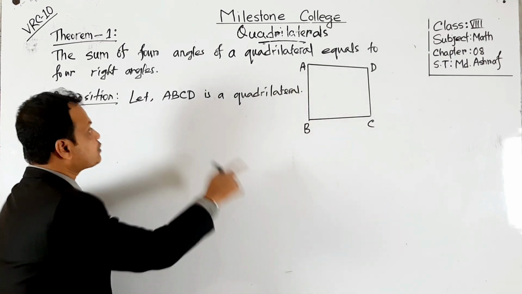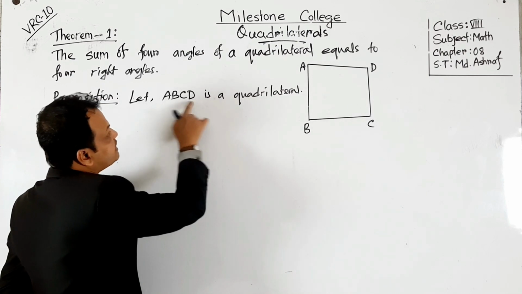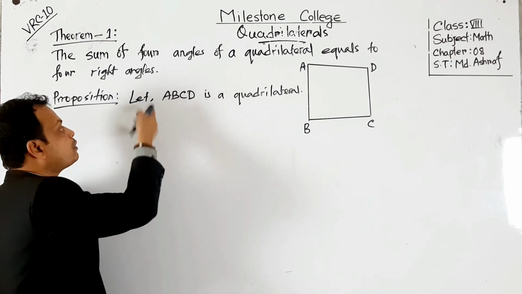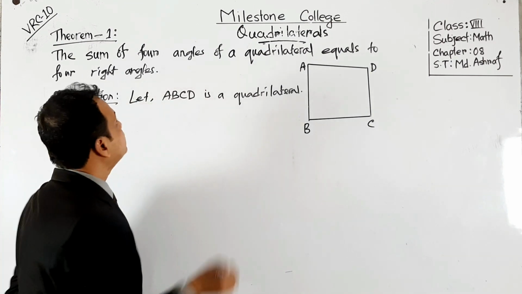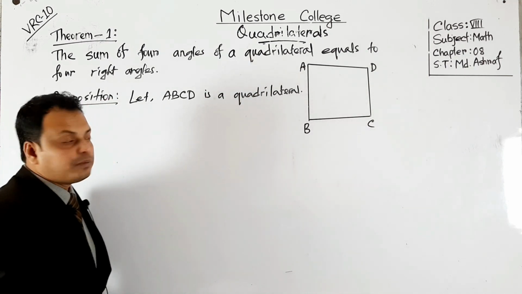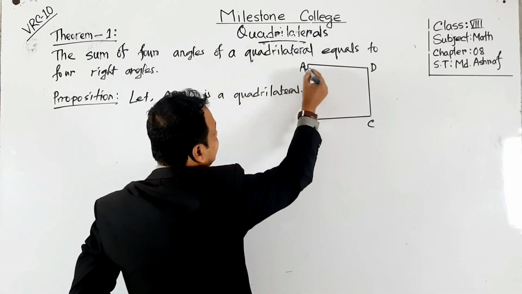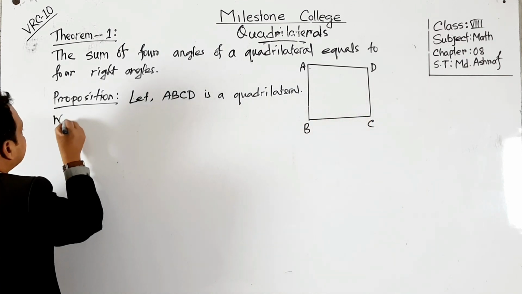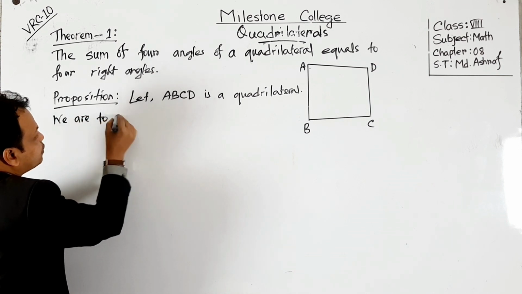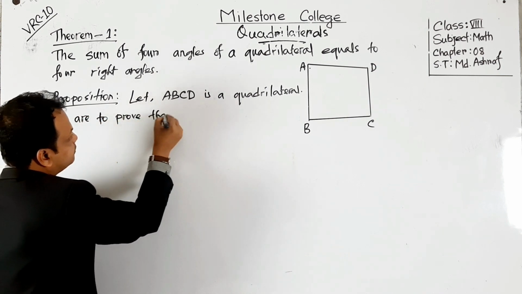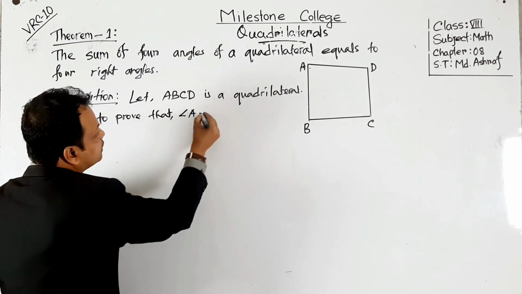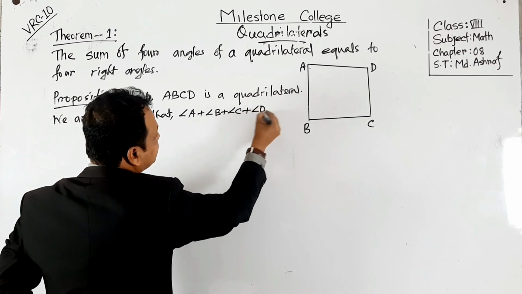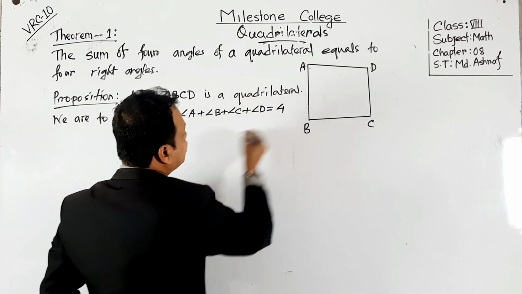So what have we got? From the figure we have got this one: ABCD is a quadrilateral. In the question ABCD is not given. We have considered this one. That's why we have written here, let ABCD be a quadrilateral. So the quadrilateral is given. What do you want to prove? The 4 angles. The name of this angle is angle A, this one is angle B, this one is angle C, this one is angle D. So we will write: we are to prove that angle A plus angle B plus angle C plus angle D equals 4 right angles.